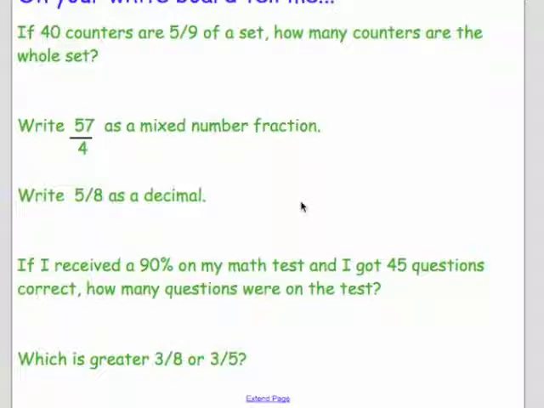Hey 5M, today is lesson 510. It's going to be about reading circle graphs. Here are some introduction questions for you, just some warm-ups. Press pause, answer these, and then come back to me to check.